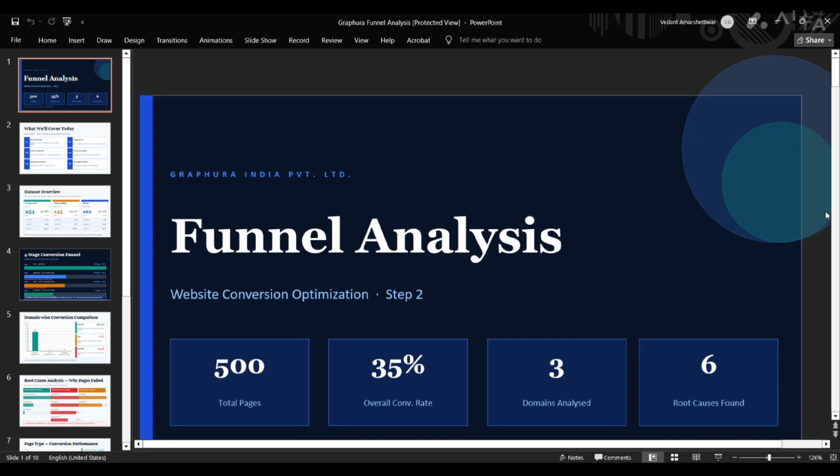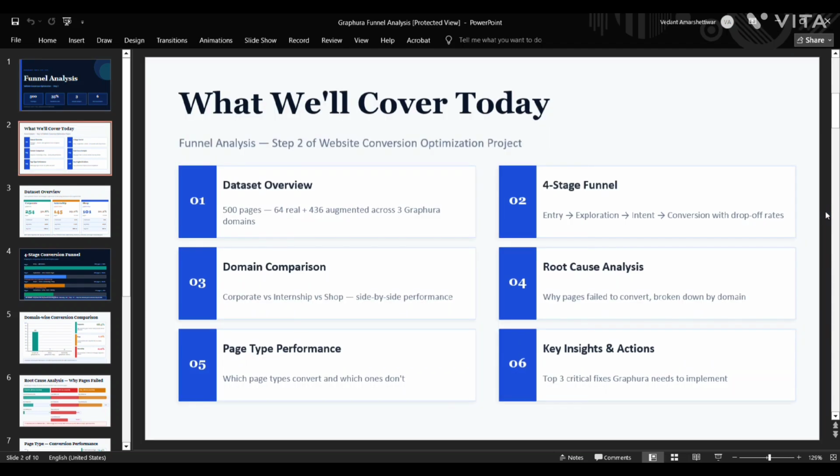Hello everyone, my name is Vedant and today I will be presenting our project, website conversion optimization for Graph4 India. We have analyzed 500 pages across 3 domains to understand where visitors are converting and where they are dropping off. Let's begin. Today we will cover 6 key areas: dataset overview, the 4-stage conversion funnel, domain-wise comparison, root cause analysis, page type performance, and finally our recommendation.